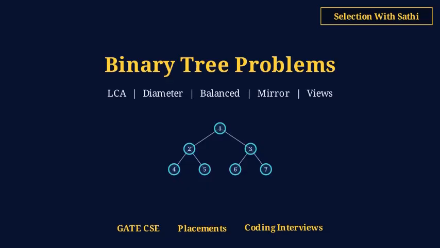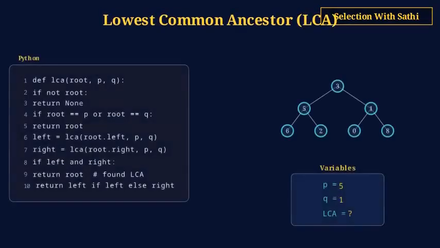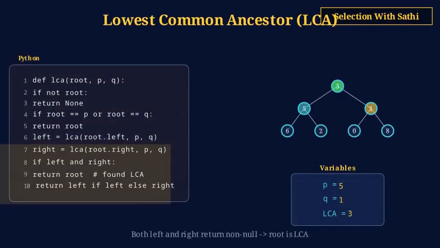Let us begin. The lowest common ancestor of two nodes P and Q is the deepest node that is an ancestor of both. Look at line 2. If the current node is none, or is P itself, or is Q itself, return it. Lines 4 and 5 recurse into left and right subtrees.